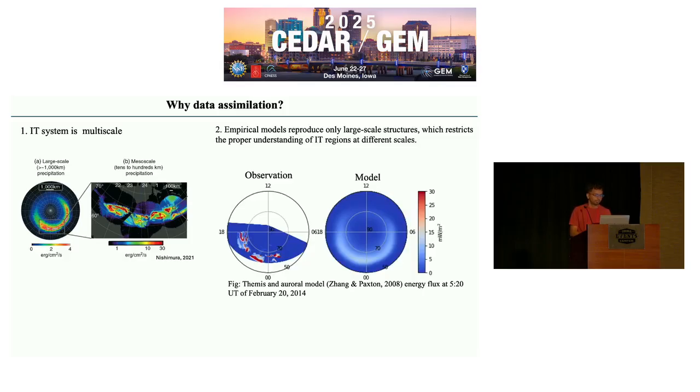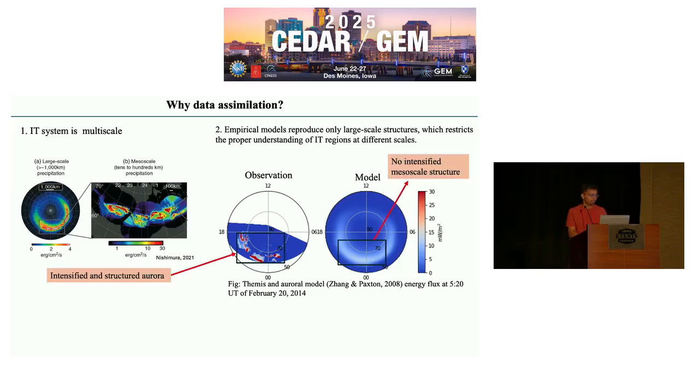Here is an example. I have shown the THEMIS and auroral model energy flux for one of the storm cases, February 20 at 5:20 UT. In the observation, we see intensified and structured aurora, but the model does not have such mesoscale structures.